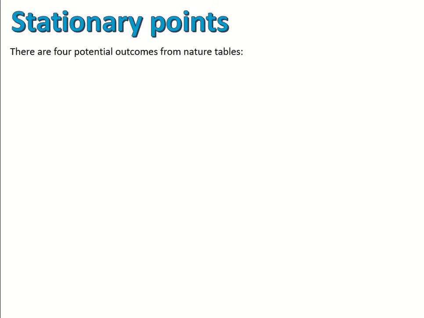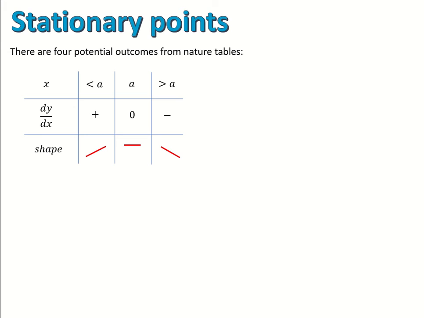Right, there are 4 potential outcomes from your nature table. So we just looked at a minimum turning point there, but you'd also have a maximum turning point. So again, you set it up in the same way. You'd have your x, dy by dx and your shape. In the middle column, you'd have your A. You'd already know at that point that dy by dx was equal to 0, and you'd know therefore that it was flat. If to the left of that point you had a positive gradient, that means the shape is going up. And then if to the right of that point you had a negative gradient, that means the shape is going down. So what we have here is a maximum turning point.